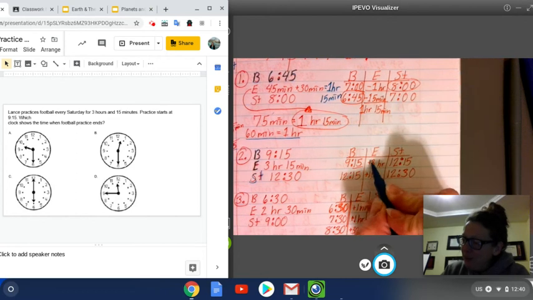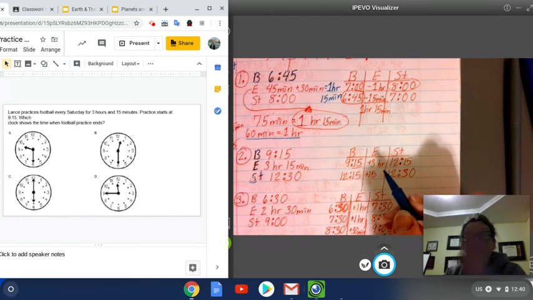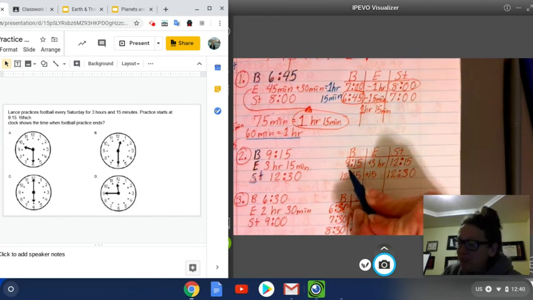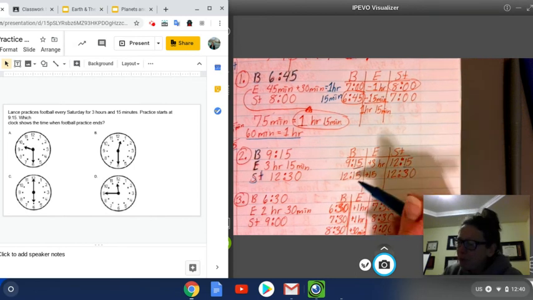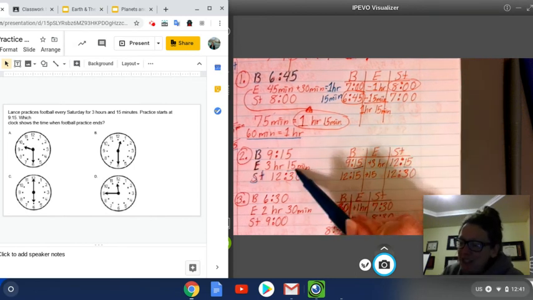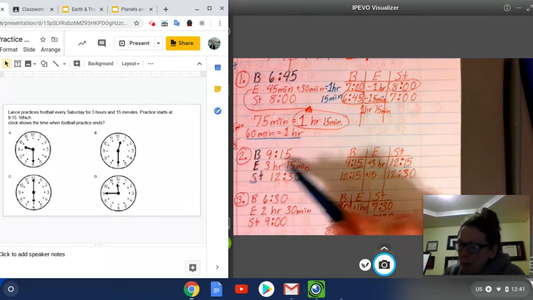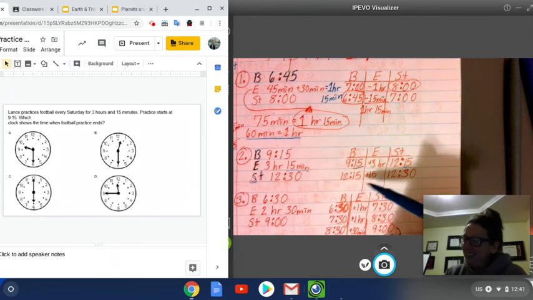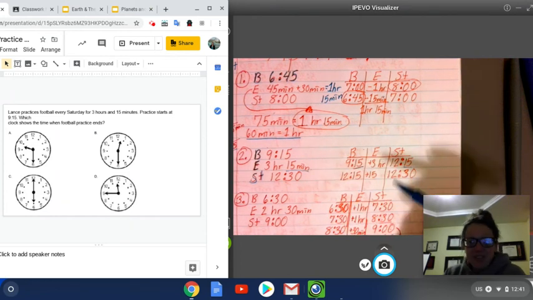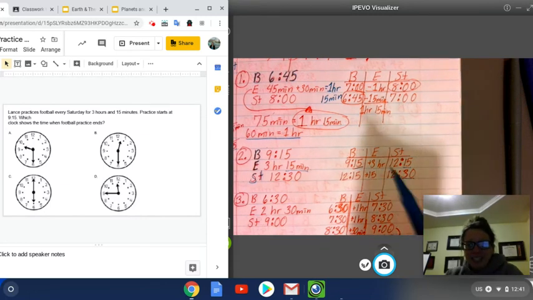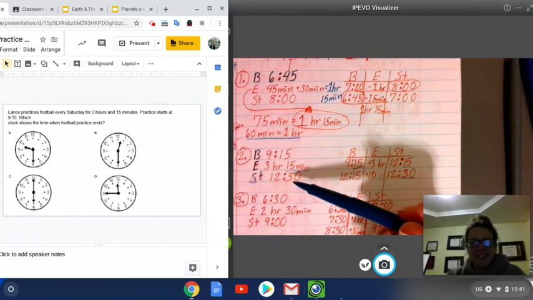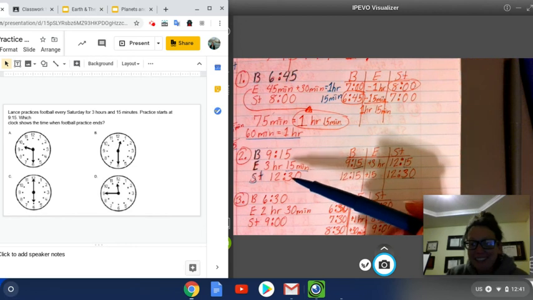So my time, if I add 3 hours, if I go forward 3 hours, would be 12:15 because my minutes didn't change. Then I need to go 15 more minutes to equal what my elapsed time says. So 12:15, if I add 15 minutes, my stopping time is 12:30. That means he stops practice at 12:30.